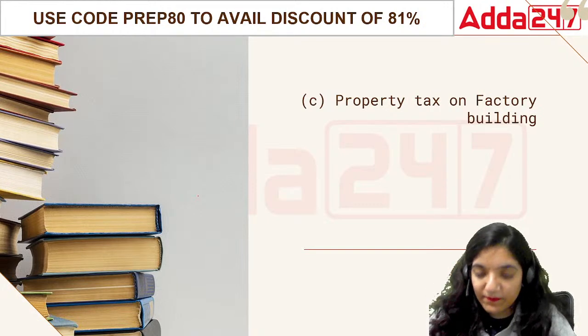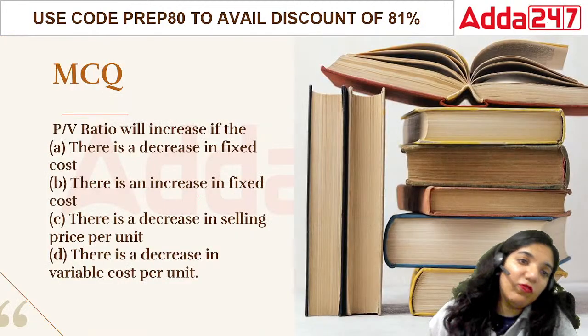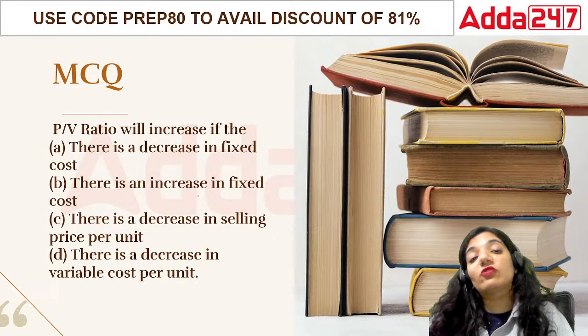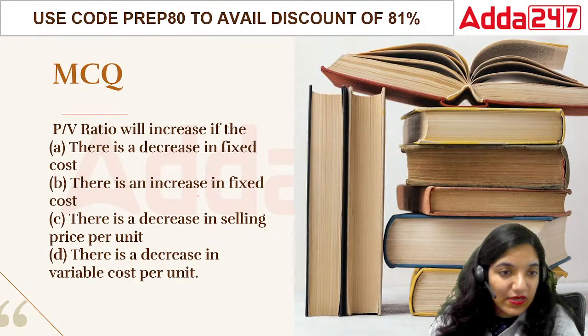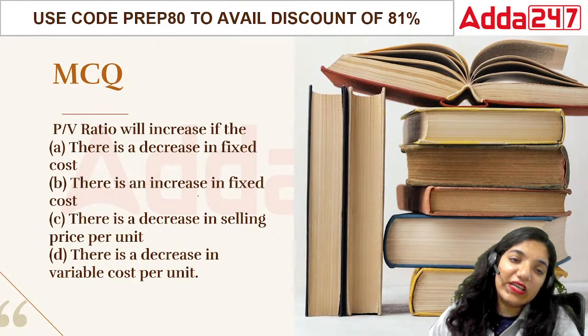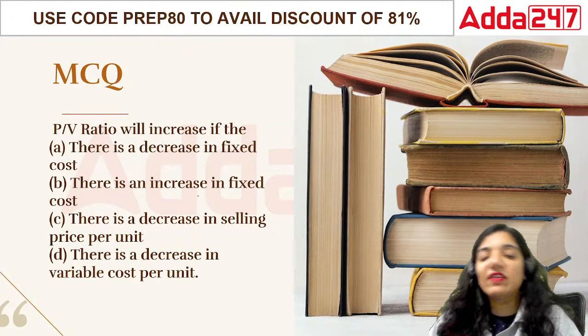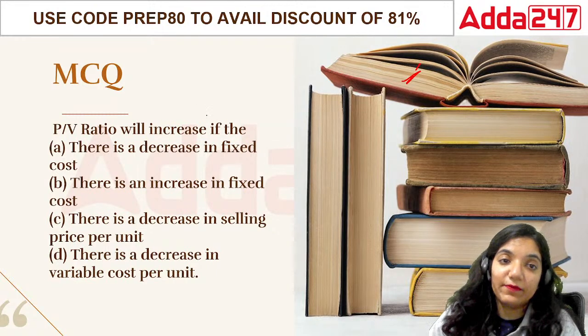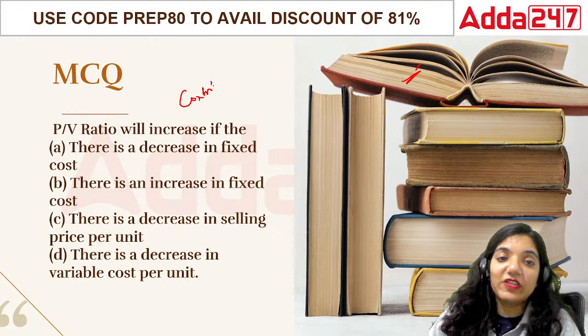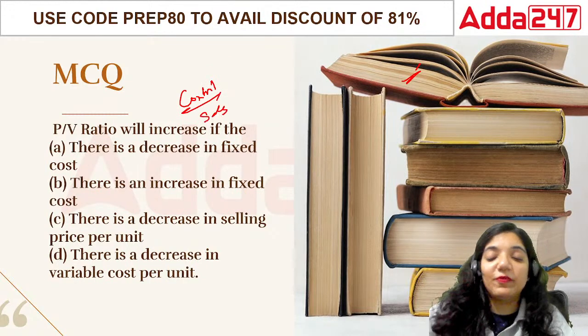Done, everyone? So let's move on to the next question. Now this is a question related to the PV ratio. PV ratio will be increased if there's a decrease in fixed cost, increase in fixed cost, decrease in selling price, or decrease in variable cost. See, if I want to increase the PV ratio, I want more of contribution, because PV ratio is contribution upon sales. So what would be the correct answer, everyone?